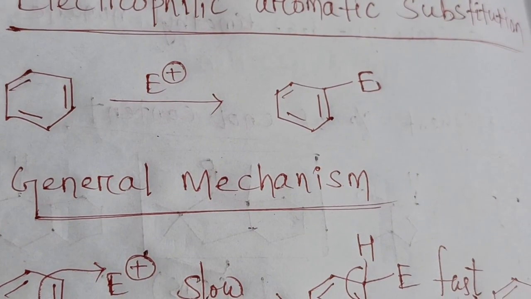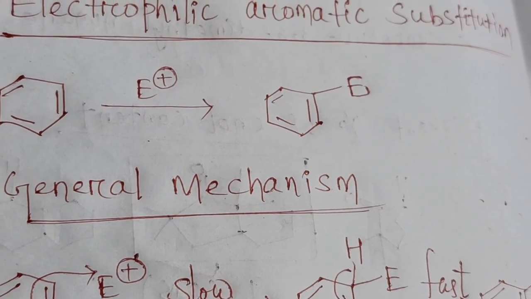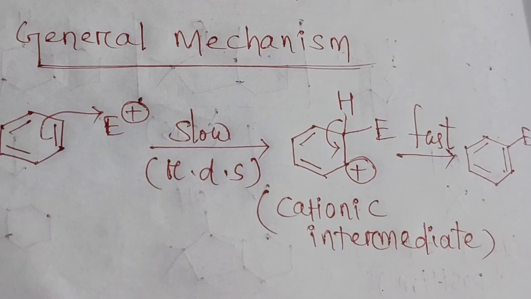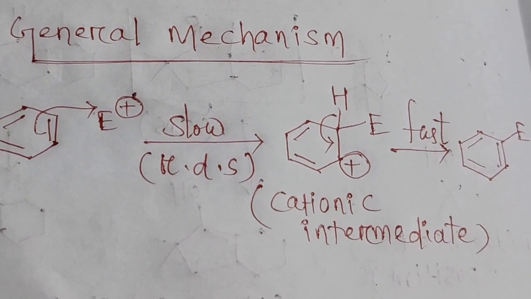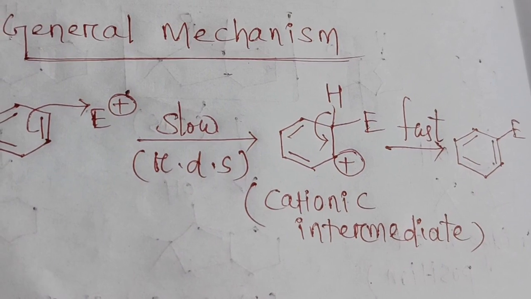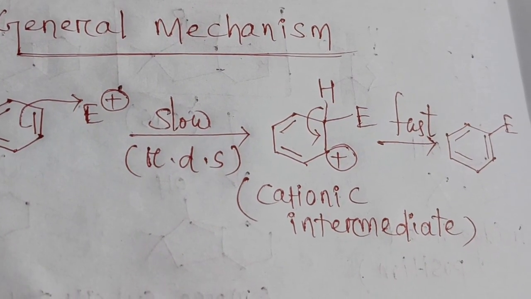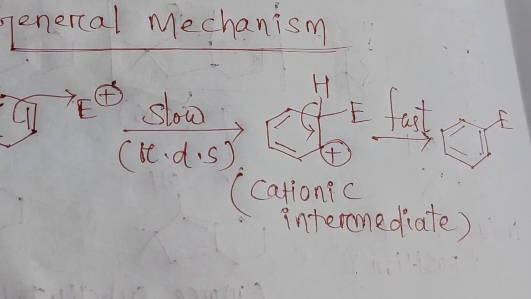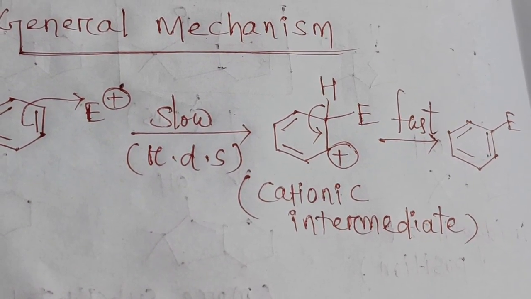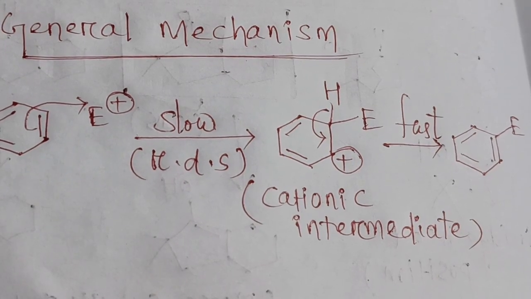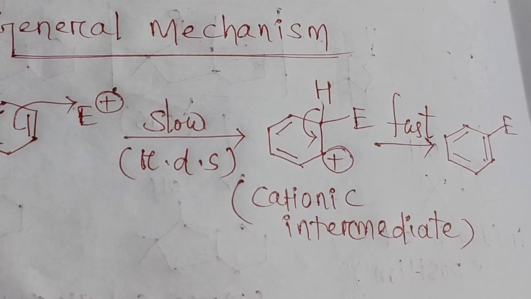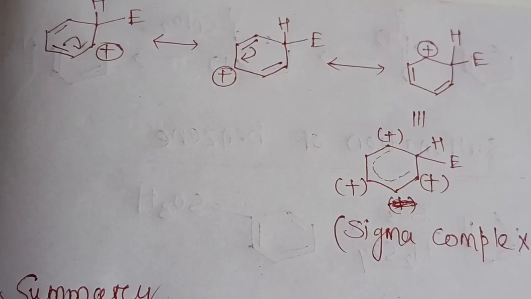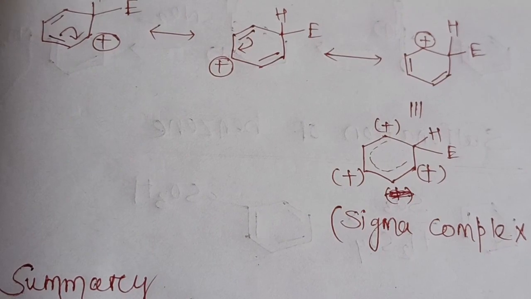Let us discuss the general mechanism for electrophilic aromatic substitution reaction. The first step is attack of the benzene ring on the electrophile, that is the rate determining step or slow step. Then the formation of a cationic intermediate, which is stabilized by resonating structures. And the last step is the fast step, that is abstraction of this proton by its conjugate base and regain of aromaticity of benzene. These are the resonating structures of the cationic intermediate.